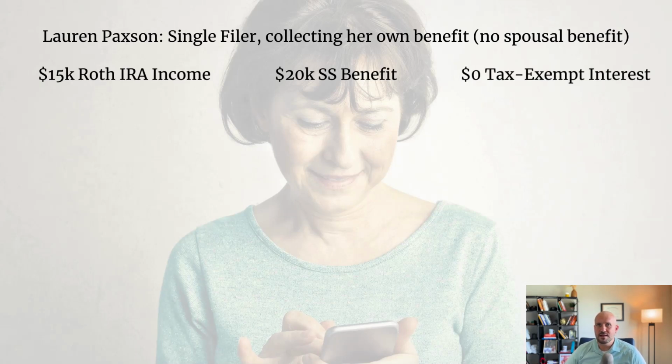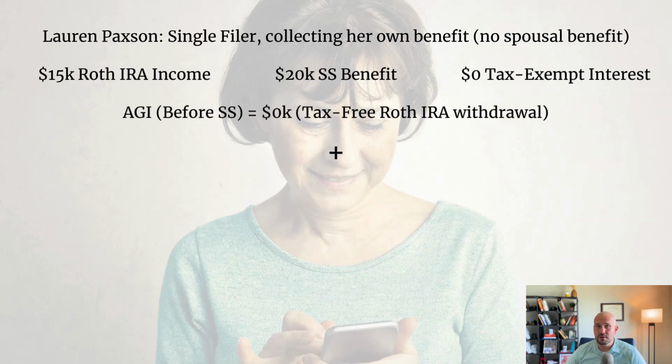However, what we notice is that her AGI in this case would be 0. There's a tax-free withdrawal of the Roth IRA. Her AGI before any Social Security is 0.